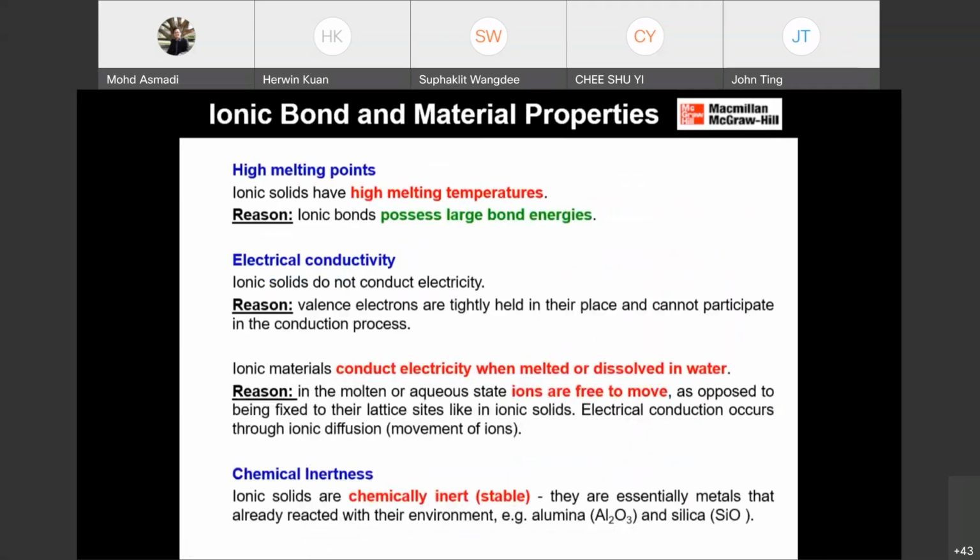So these are the material properties. As I told you, they have a high melting temperature because they possess large bond energies. For electrical conductivity, they actually do not conduct electricity because it's very tight, so the electrons cannot move. But once you melt it or dissolve it in water, in the molten state, the ions are free and can move, so this can conduct electricity. And chemically it is stable, because it achieves the octet state, like aluminum oxide and silica oxide.